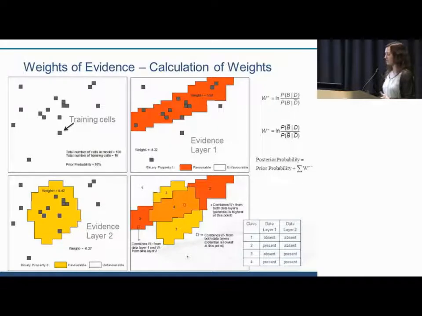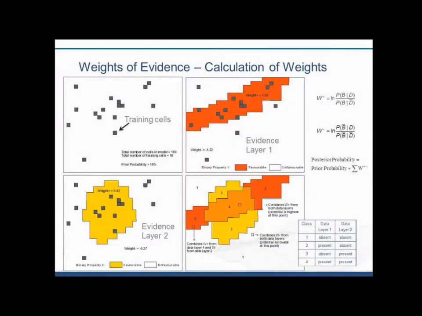So this diagram here shows how we calculate weights using weights of evidence analysis for the different evidential layers that go into the targeting. The first thing you do is calculate a prior probability, and that's just the ratio of training cells, which are the black squares, to the total number of cells in the model. That's saying, what's the probability of picking any random cell in this model and finding a deposit?